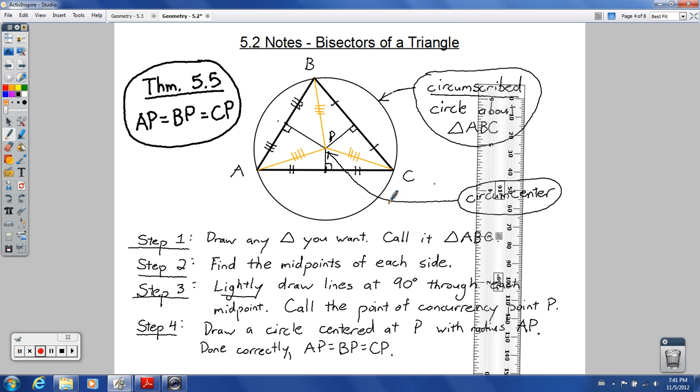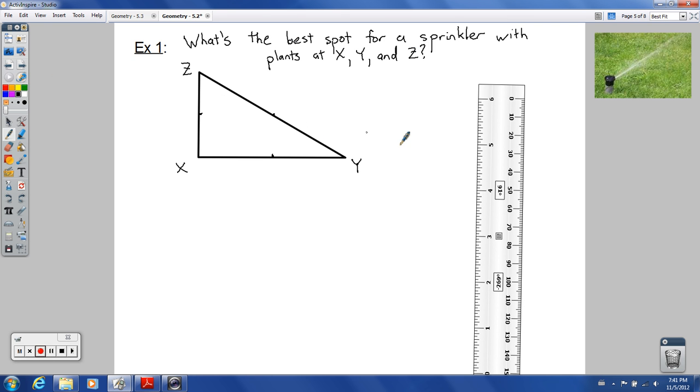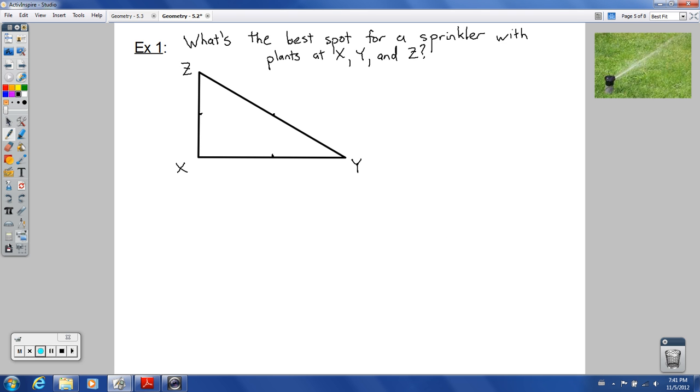Let's go back here. I've drawn the triangle. That was step one. I found the midpoints of each side. Now we're going to lightly draw the lines at 90 degrees through each midpoint. So now it's time to take out my protractor again. Close the ruler, get rid of that.